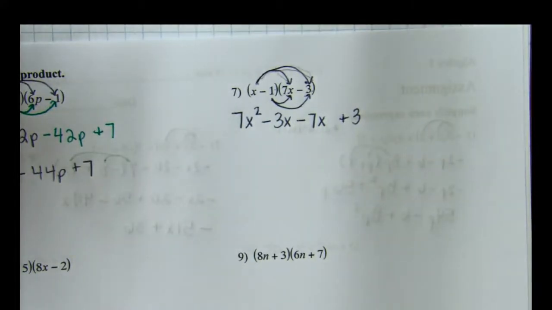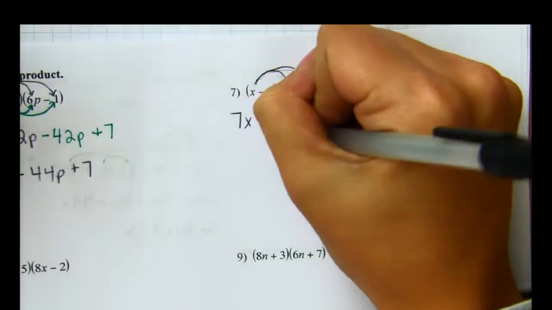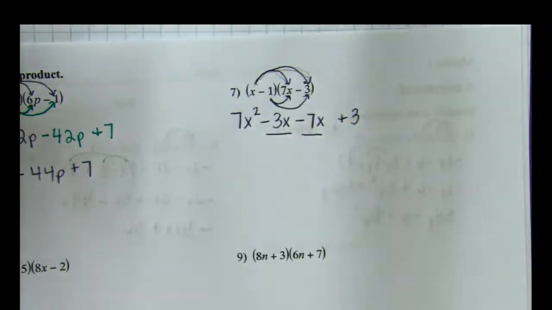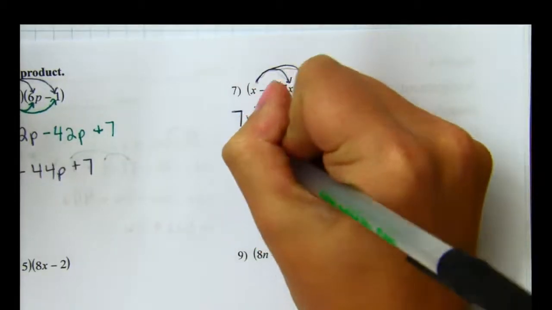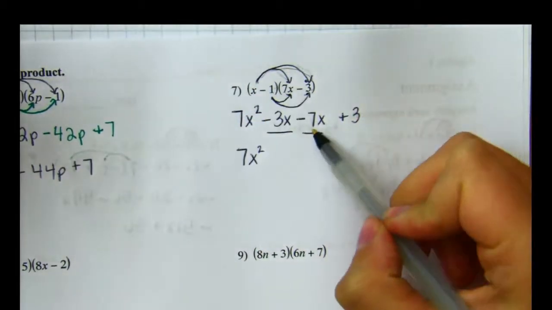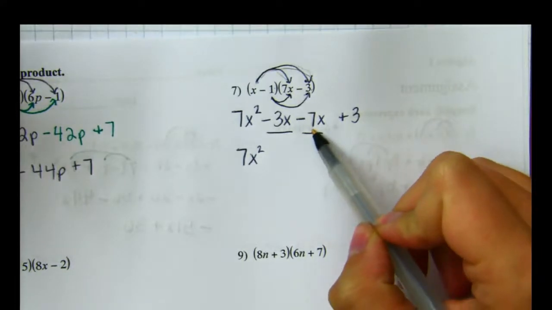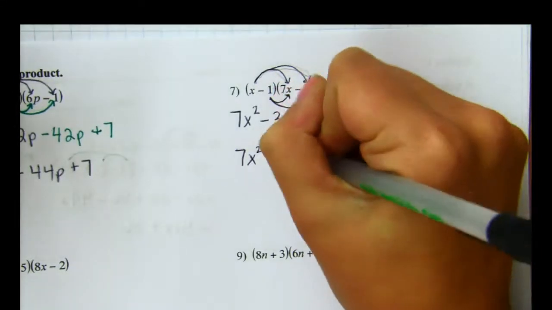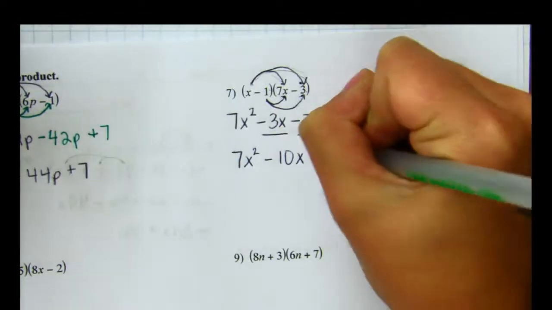Okay, am I done with this problem? Nope, I've got some terms that I can combine. Which terms can I combine in this problem? Great. My negative 3x and my negative 7x have the same like terms, same variable, same exponent, so I can combine them. 7x squared will stay the same. Negative 3x minus 7x will give me a negative 10x, and then I'll have a plus 3 in the end.